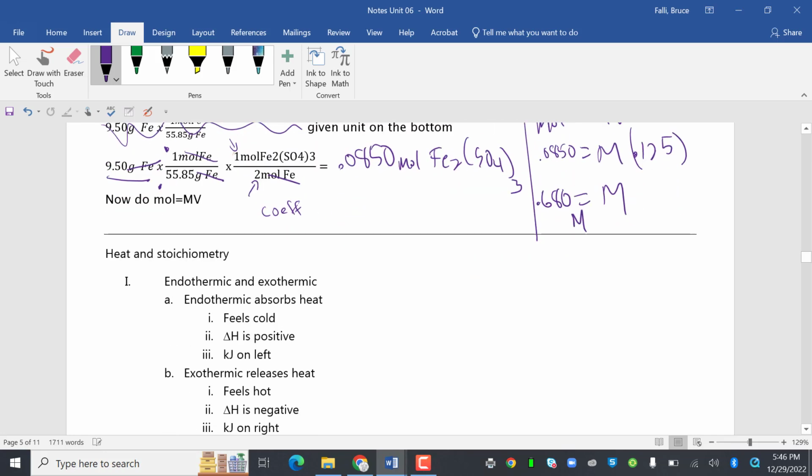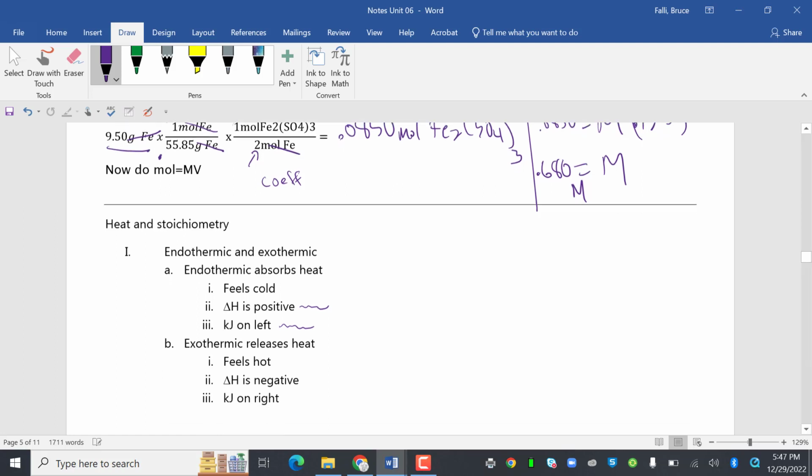All right, heat and stoich. This is very important. If you've turned your heat on this winter, and I believe you have, then this is something that works for you. So endothermic and exothermic. Endothermic absorbs heat. It feels cold. The delta H will be positive. This is one of the ways we indicate heat. Kilojoules will be on the left. That's another way we indicate heat.